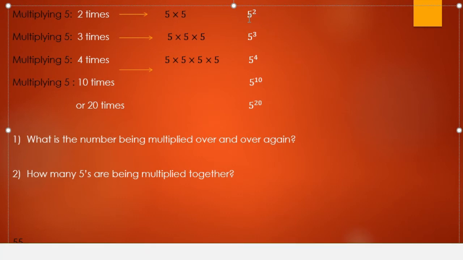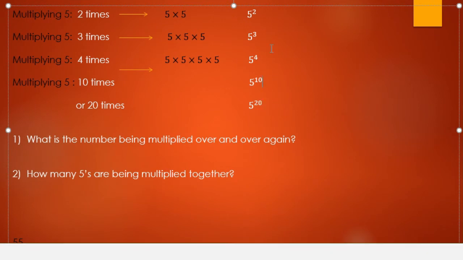We say this number is 5 to the power 2, which means we are multiplying 5 by itself 2 times. Here we say 5 to the power 3, which means we are multiplying 5 by itself 3 times. Here we say 5 to the power 4, so we are multiplying 5 by itself 4 times. And here we say 5 to the power 10, so we are multiplying 5 by itself 10 times. And here 5 to the power 20, so we are multiplying 5 by itself 20 times.